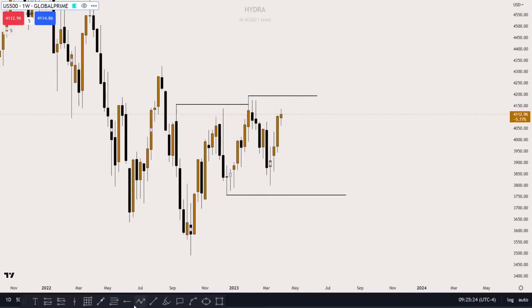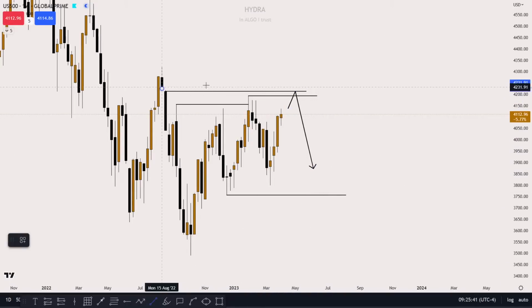So if price is coming all the way up and offering buy side liquidity a third time, then I'm expecting price to come down and offer sell side liquidity, right? And we have a volume imbalance right here. So that's what I'm expecting to see.